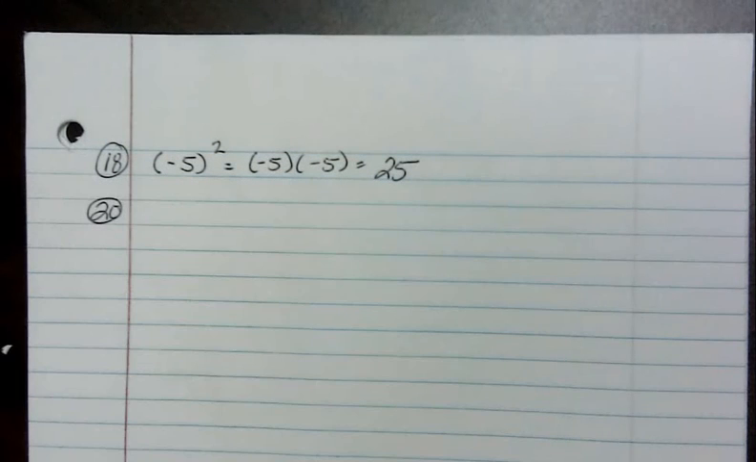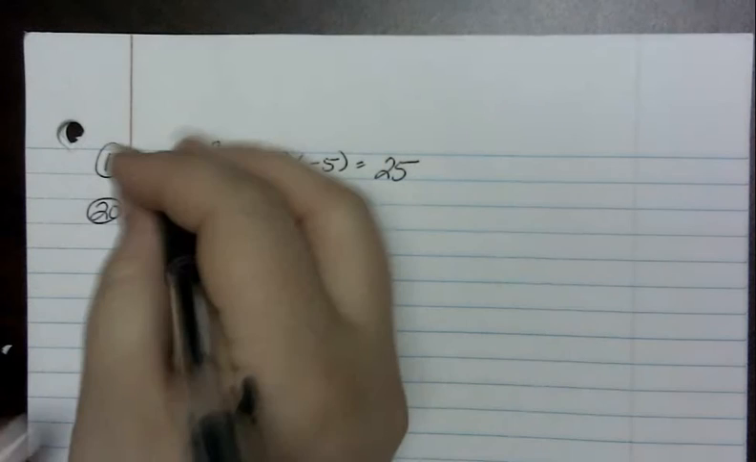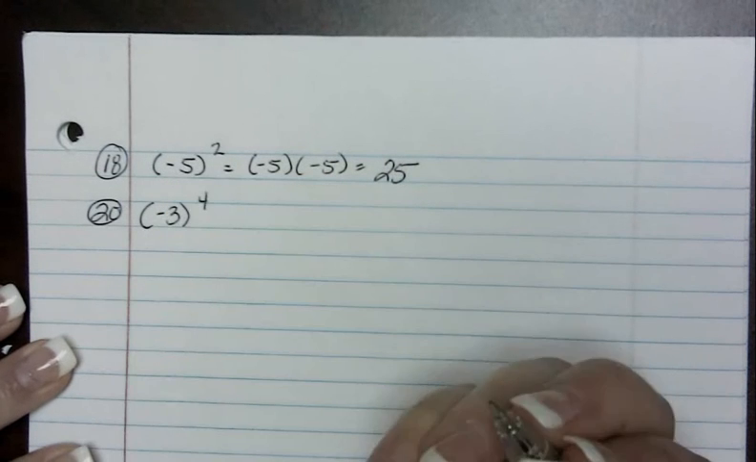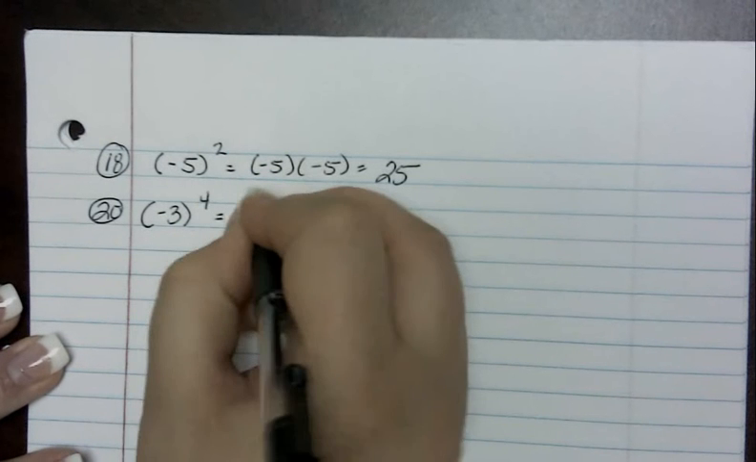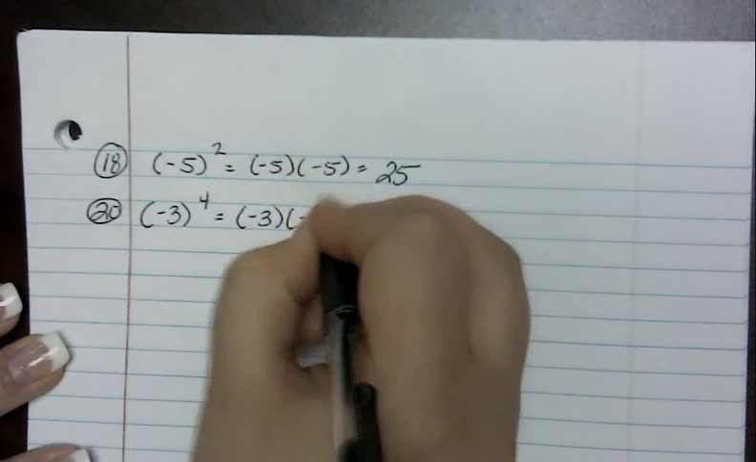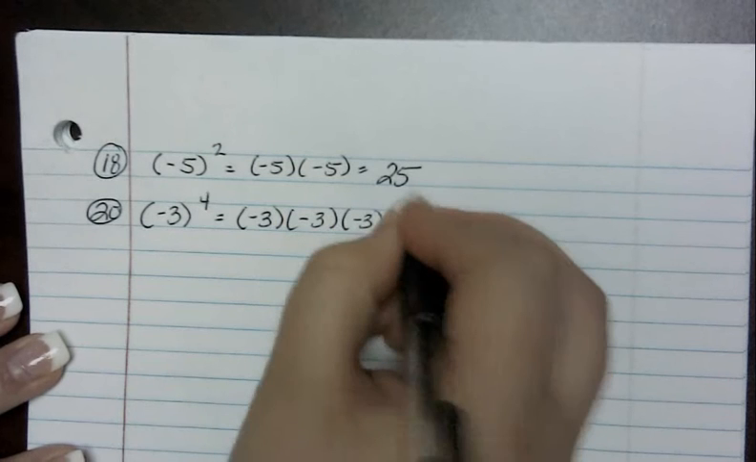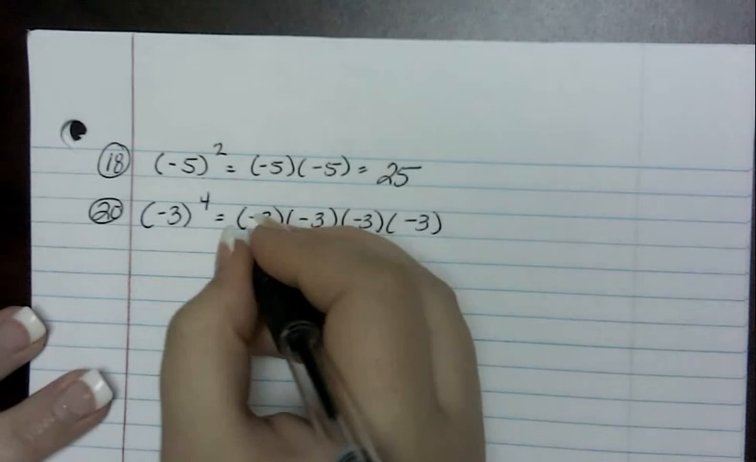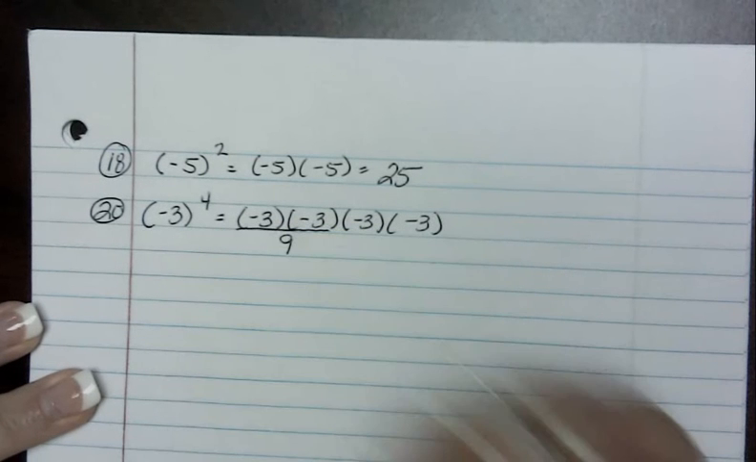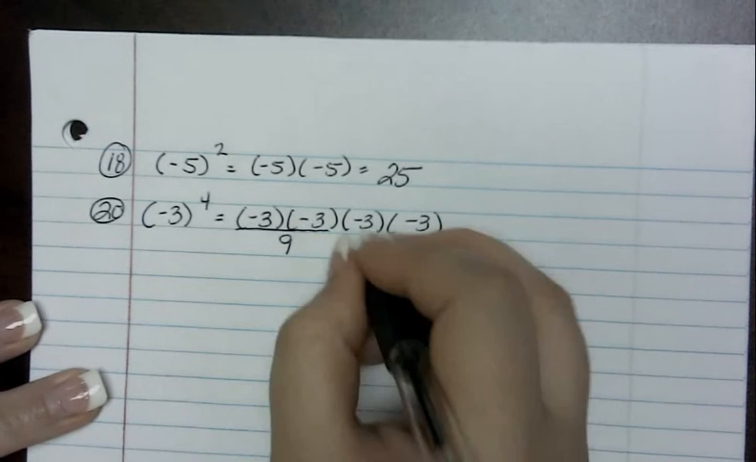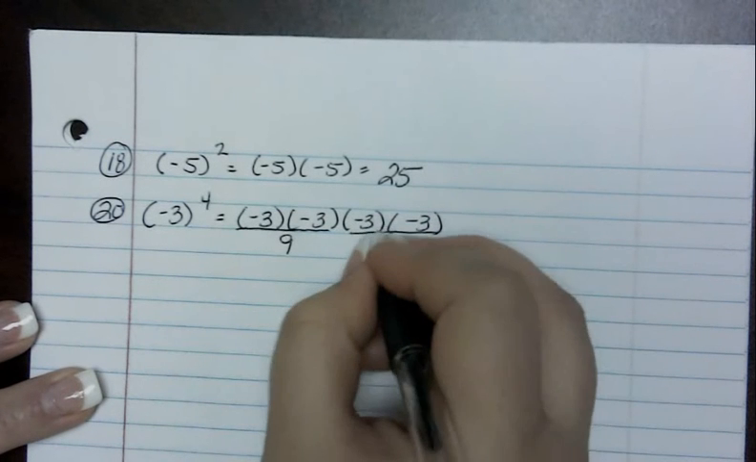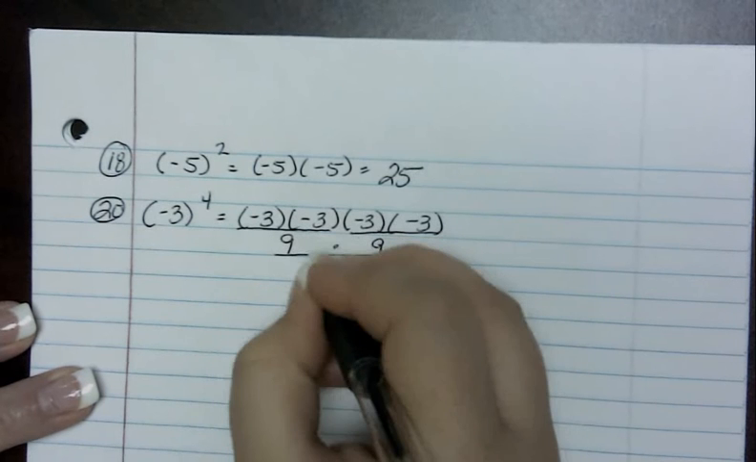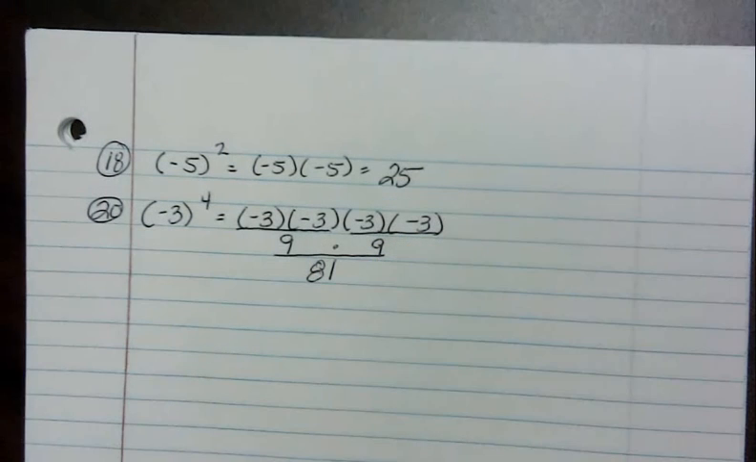Number 20, -3 raised to the 4th power. So I get -3 times itself 4 times. So -3 times -3 is +9. Again, -3 times -3 is +9. And then 9 times 9 is 81.